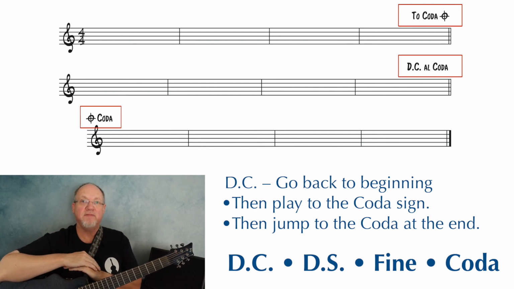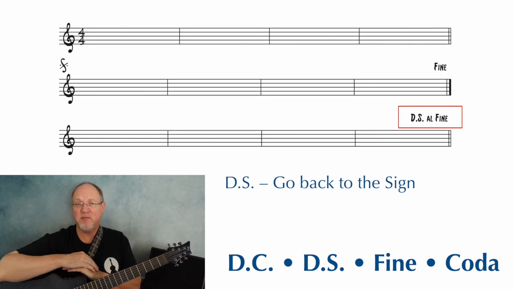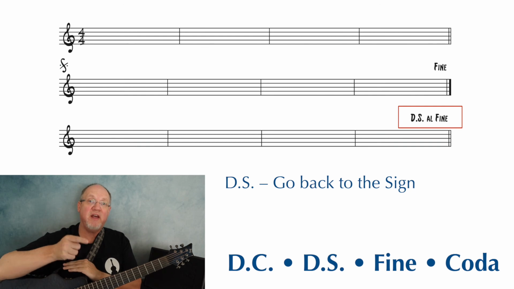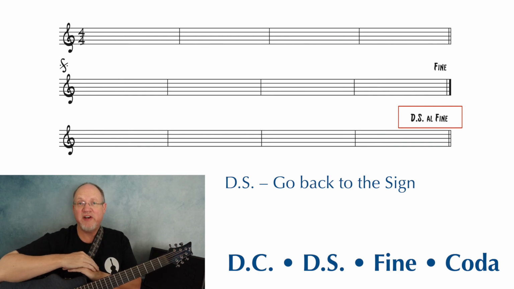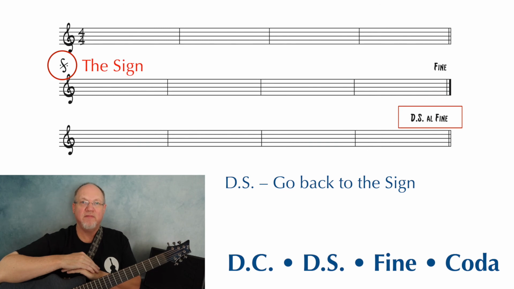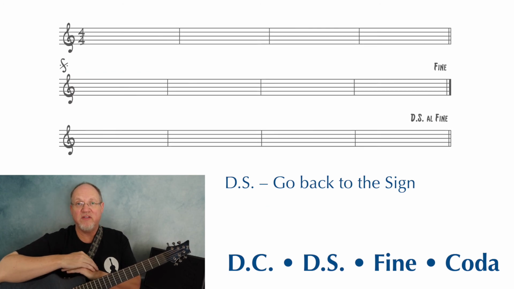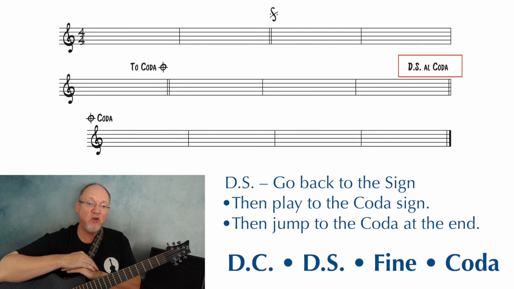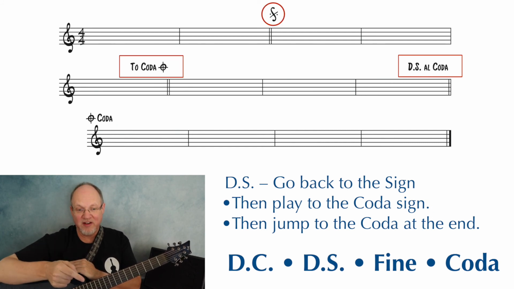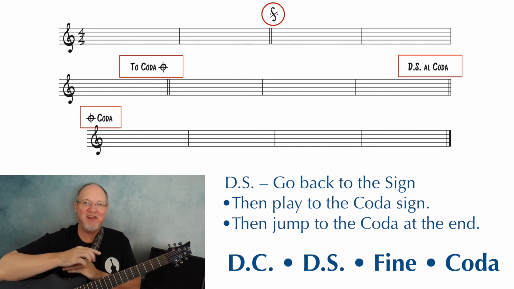The DS marking is similar to the DC marking, except that instead of jumping back to the very beginning, you're going to jump back to this funny-looking S sign that most musicians just call the sign. Other than that, it works the same. If it's a DS al fine, you're going to jump back to the sign, and then you're going to stop wherever the fine bar is. And if it's a DS al coda, you're going to jump back to the sign, then play to the coda sign, and then jump to the coda at the end.